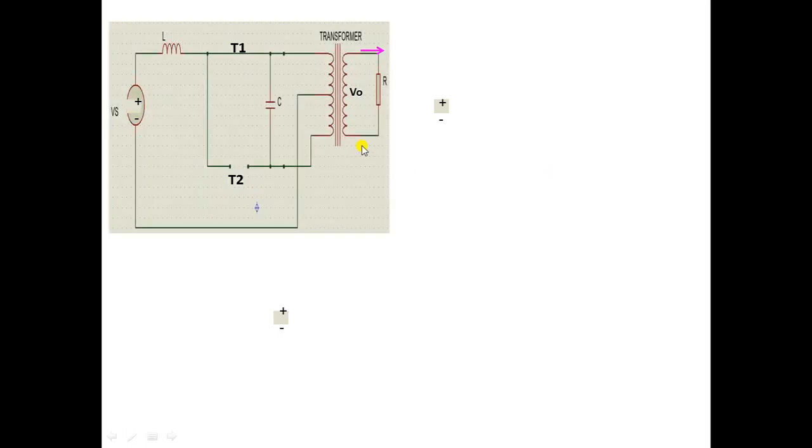So this is the circuit for understanding mode 1. Initially in the first mode, thyristor T1 is turned on by applying a gate trigger pulse at its gate terminal, and thyristor T2 is off. Because thyristor T2 is off, it is shown as an open circuit here. Now a current I0 will start flowing from the source. It cannot go through T2, so it will go through here and complete its path like this.